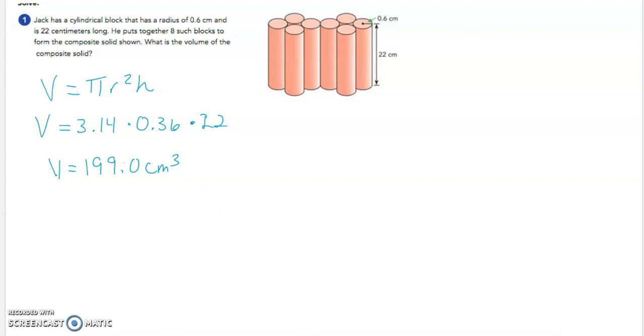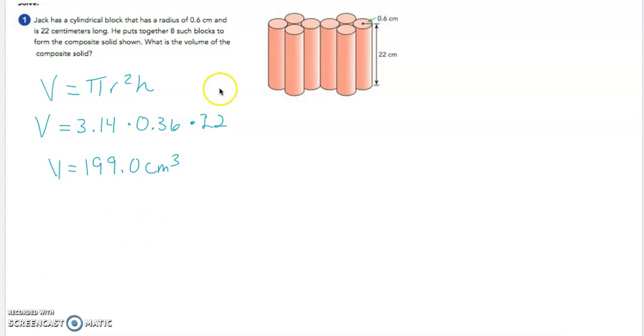Hey, boys, girls. These are the answers to pages 161 to 162, numbers 1, 2, 3, 5, 6, 7, and 9. First one here. Jack has a cylindrical block that has a radius of 0.6 centimeters and is 22 centimeters long. He puts 8 such blocks together to form the composite solid shown. What's the volume of the composite solid?